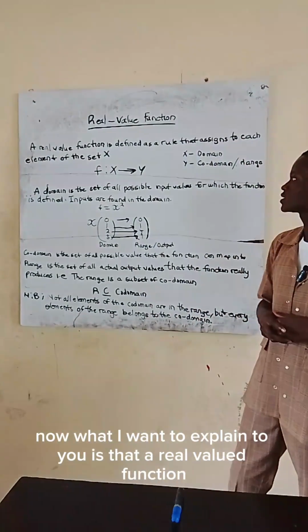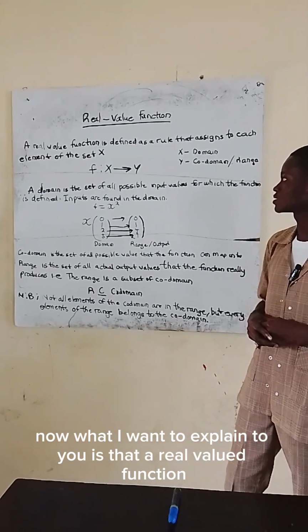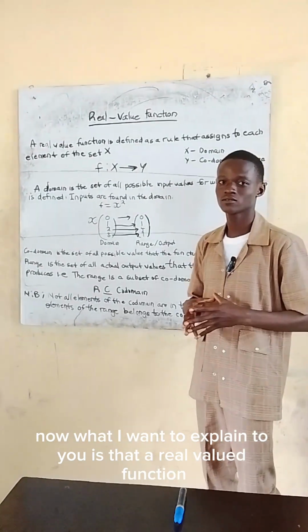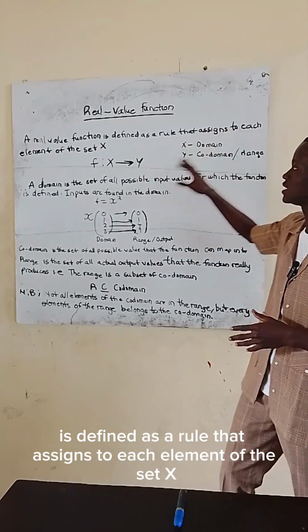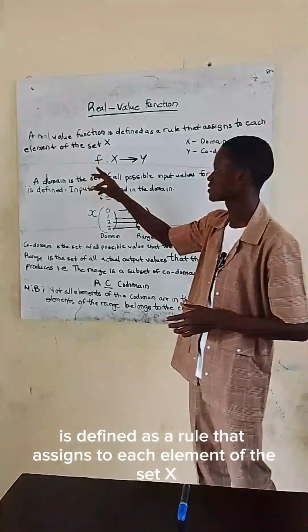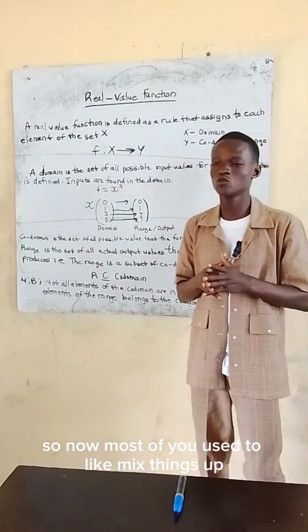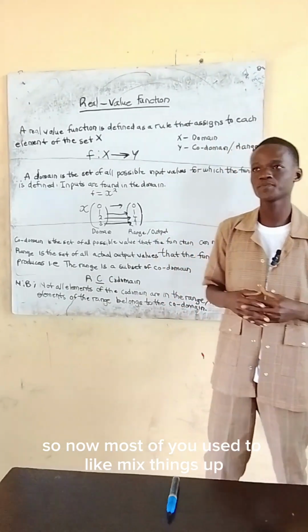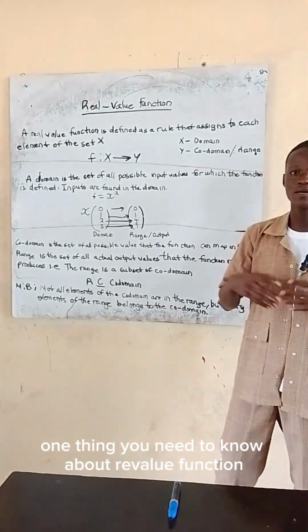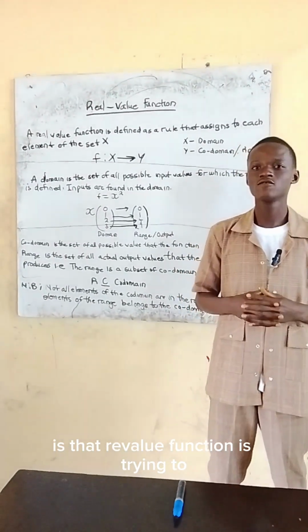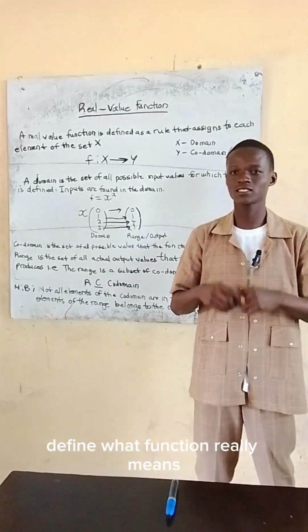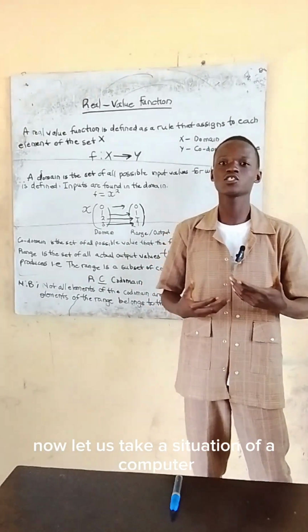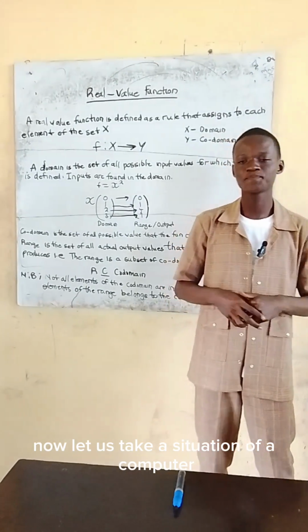Now, what I want to explain to you is that a real value function, as we know, is defined as a rule that assigns to each element of the set X. So now, most of you used to mix things up. One thing you need to know about real value function is that it is trying to define what function really means. Now, let us take a situation of a computer.